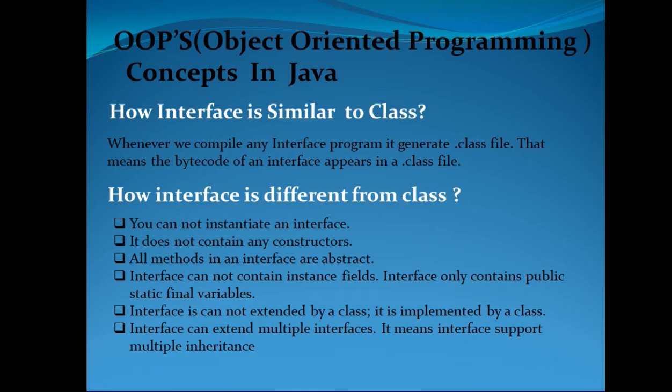Now let's discuss how interface is different from class. These are the reasons why interface is different from class. You cannot instantiate an interface. It does not contain any constructor. All methods in an interface are abstract. Interface cannot contain instance fields. Interface only contains public static final variables. An interface cannot be extended by a class; it is implemented by a class. An interface can extend multiple interfaces. It means interface supports multiple inheritance.